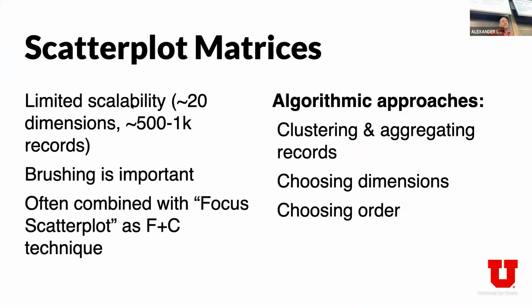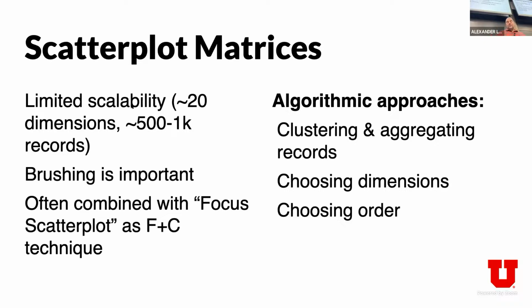Scatter plot matrices have limited scalability. Because you square the dimensions, you're really done pretty soon. You can't do a 500 dimensional data set with scatter plot matrices. So you're roughly limited to 20 dimensions, and maybe 500 to 1,000 records. If you have more records than that, you have to think about something else: how do you bin, how do you aggregate? And especially in the matrices, the cells tend to get small.